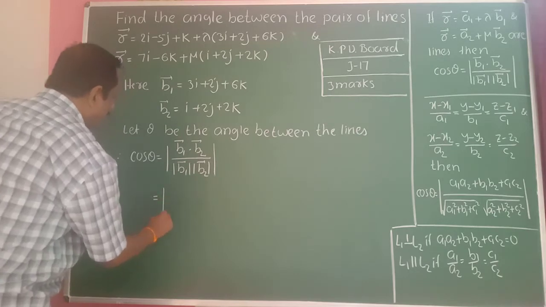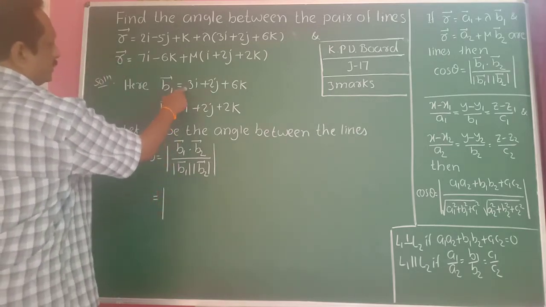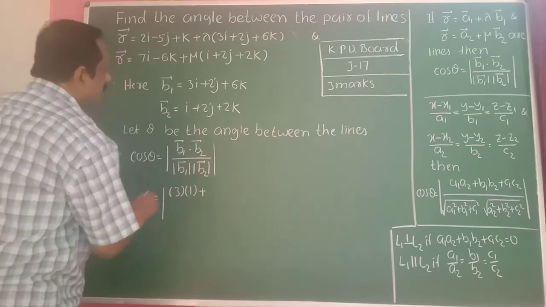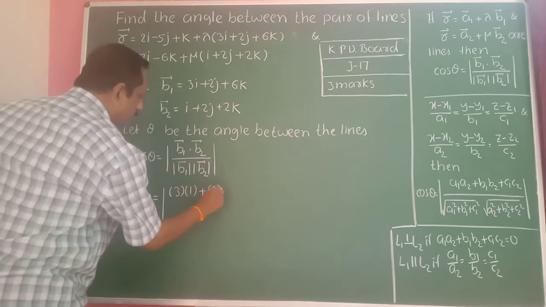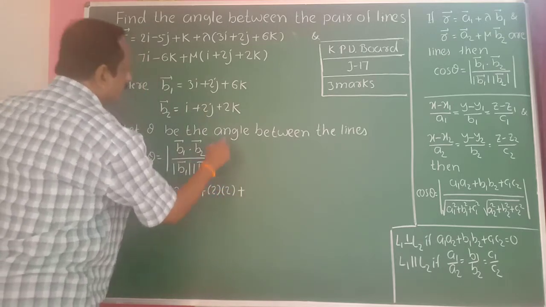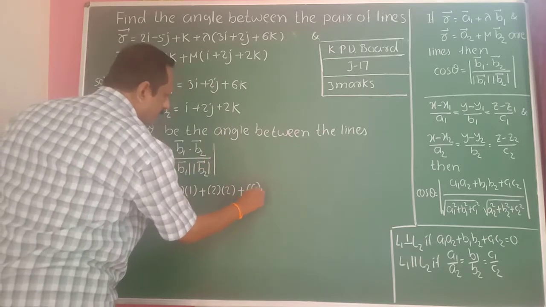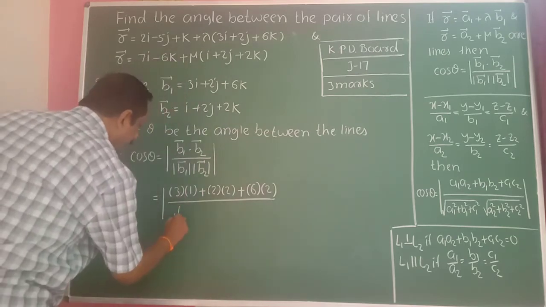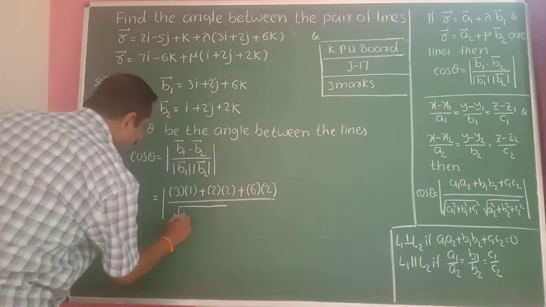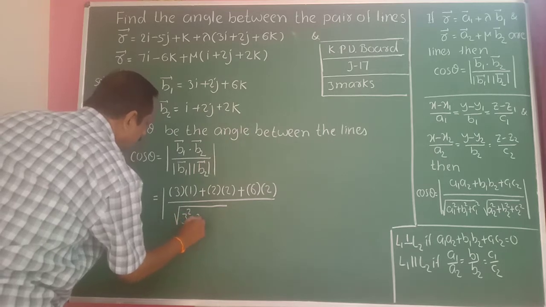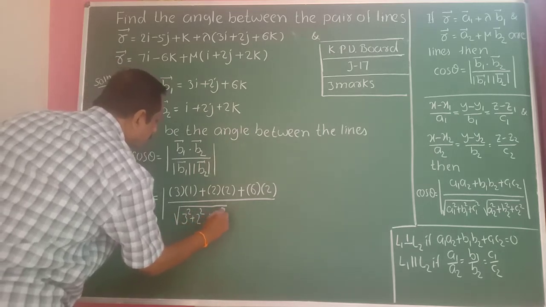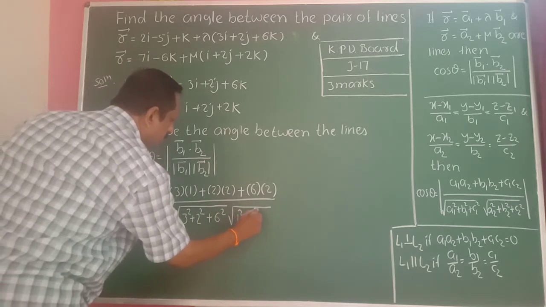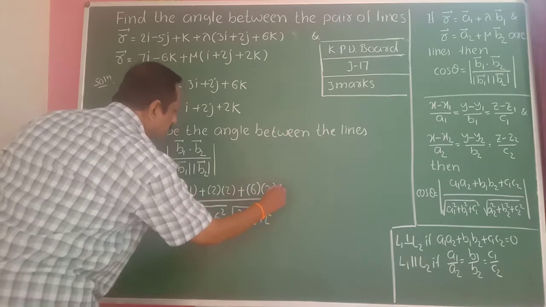So modulus of b1 dot b2 means it's a dot product here. 3 into 1, then plus 2 into 2, plus 6 into 2, divided by root of 3 square plus 2 square plus 6 square, then root of 1 square plus 2 square plus 2 square here.